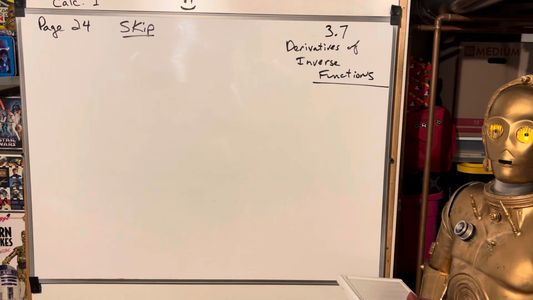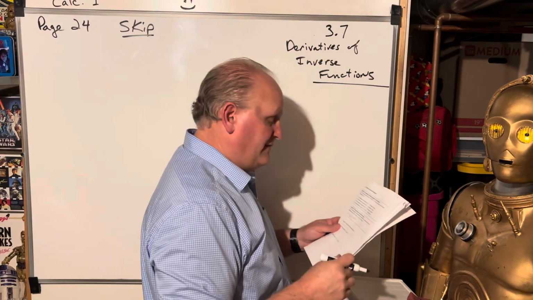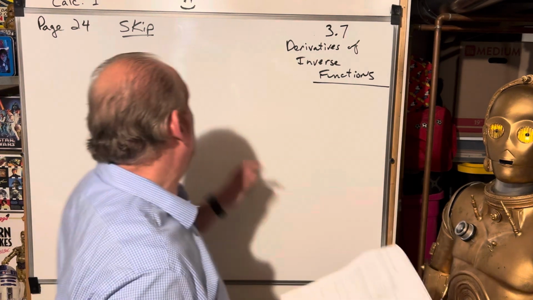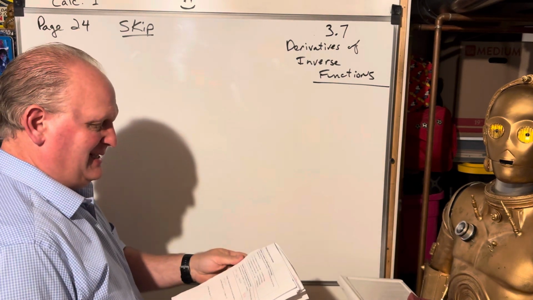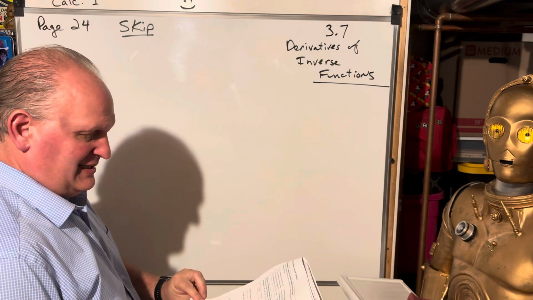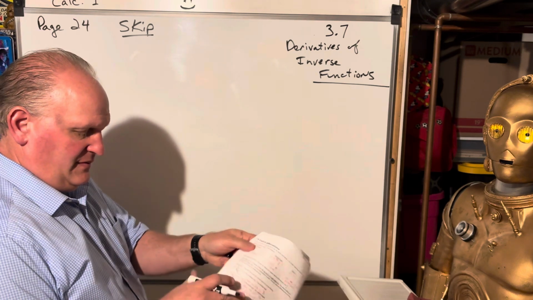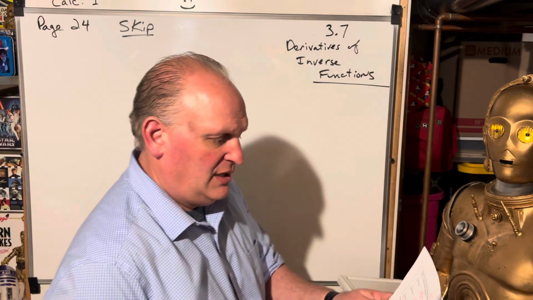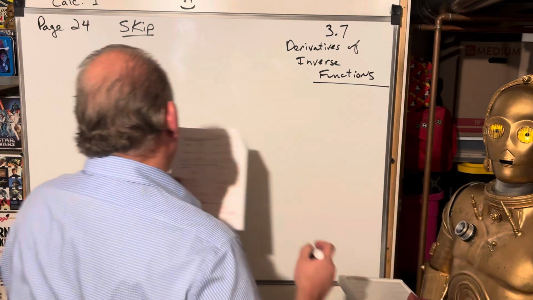Okay, we are back. We're looking at 3.7, derivative of inverse functions. Page 24 of the note packet, we are going to skip that. That is not very urgent. And on page 25, we'll go through some problems here. But again, you don't have to memorize these.